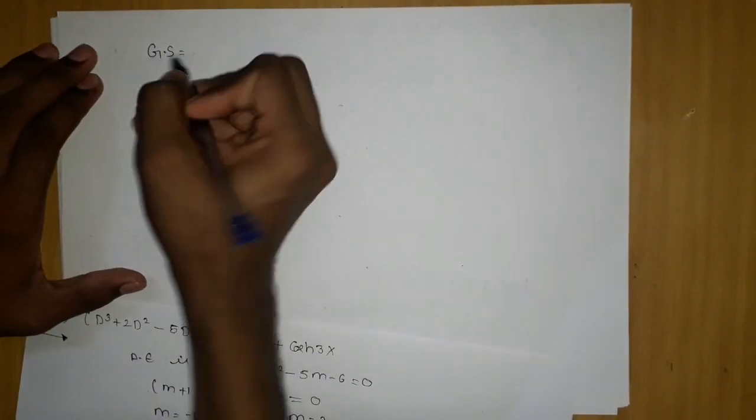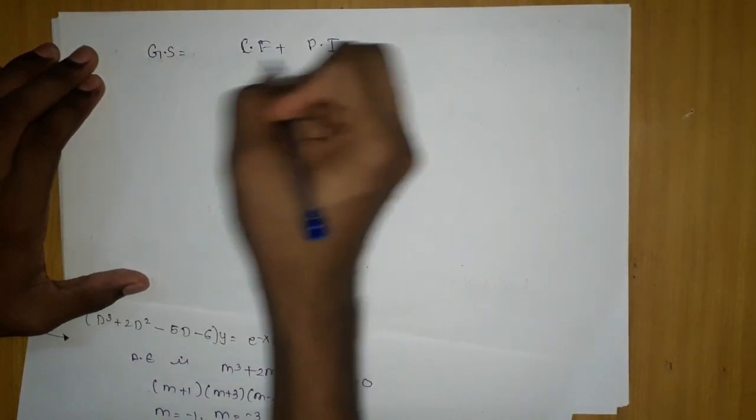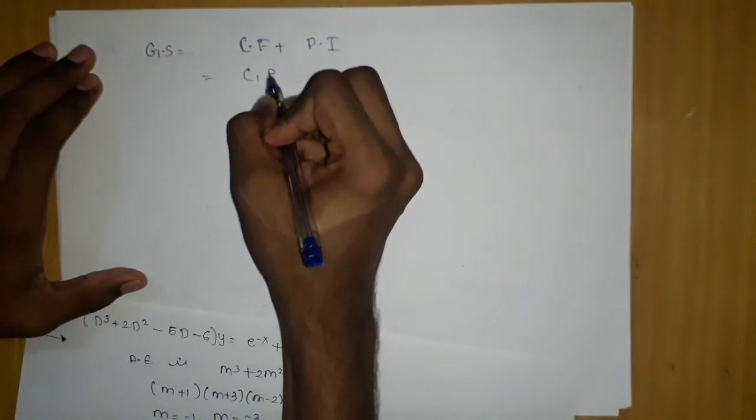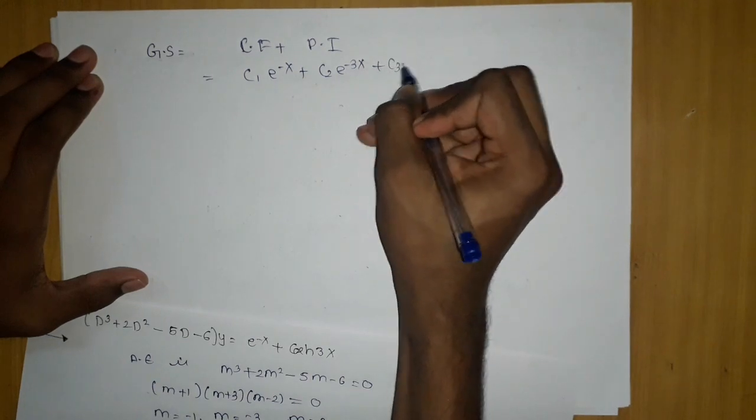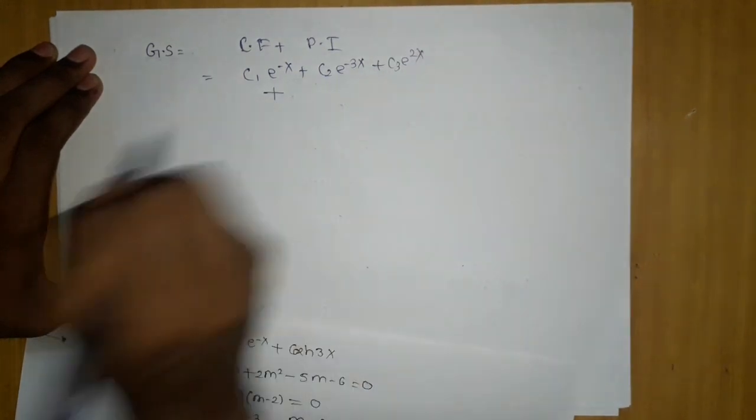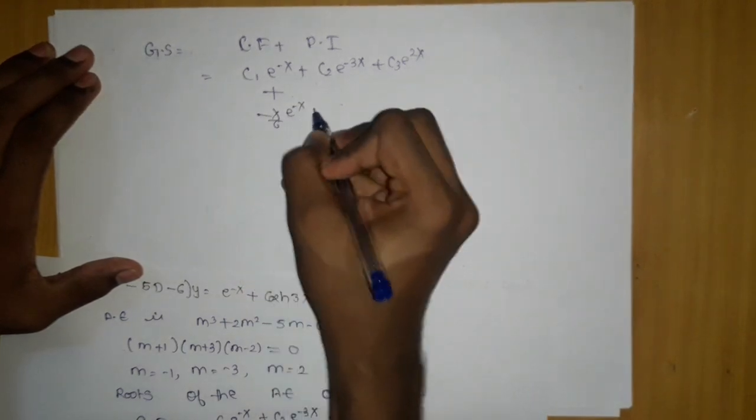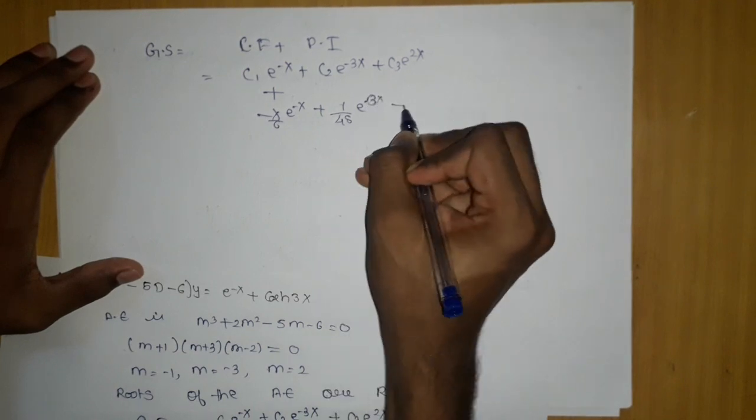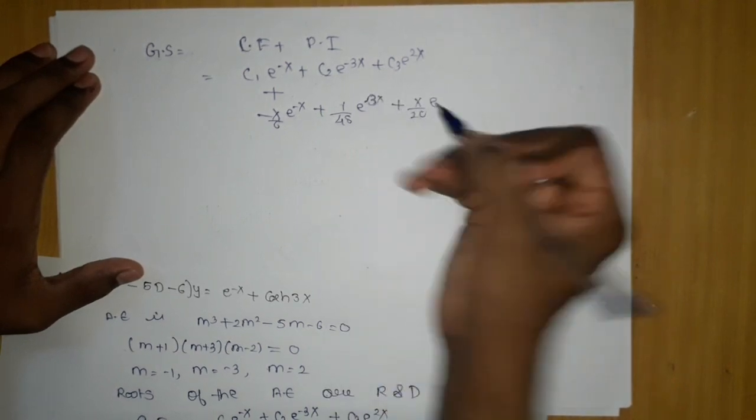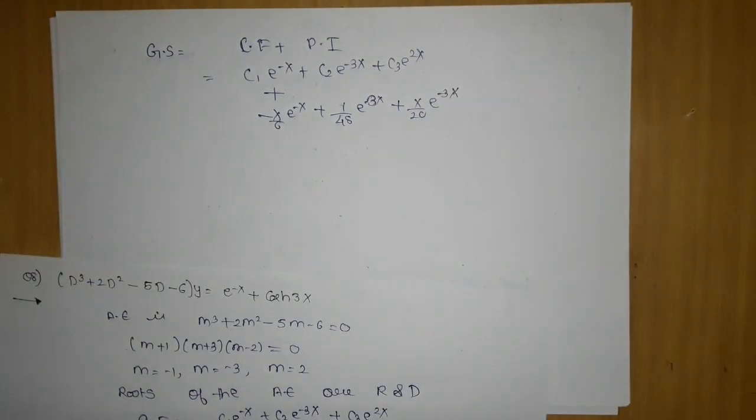So our final answer, the general solution, is nothing but the complementary function plus the particular integral, which will be c1 e to the power minus x plus c2 e to the power minus 3x plus c3 e to the power 2x, plus minus x by 6 e to the power minus x plus 1 by 48 e to the power 3x plus x by 20 e to the power minus 3x. So we are done with this.